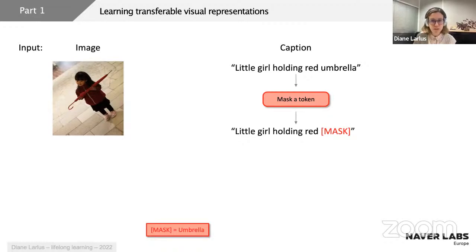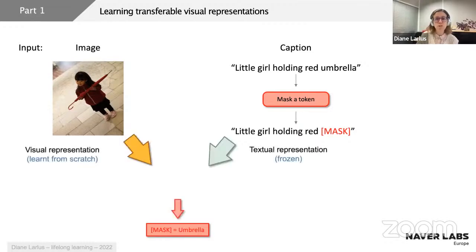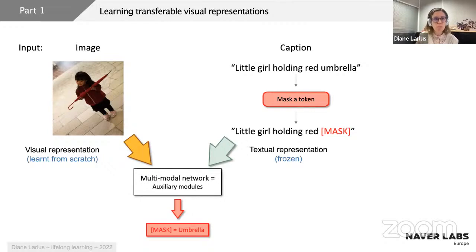Once we have defined the proxy task that we want to solve, we need a multi-modal architecture to tackle it. So our model requires a visual representation. And remember, this is what we're really interested in. We want to train a good visual representation. The rest is just a pretext to obtain this good visual representation. We need a textual representation. So in our case, we assume it's provided, for example, following the approach that was described in the previous slide. And we also need a model with a bunch of auxiliary modules to solve the task.